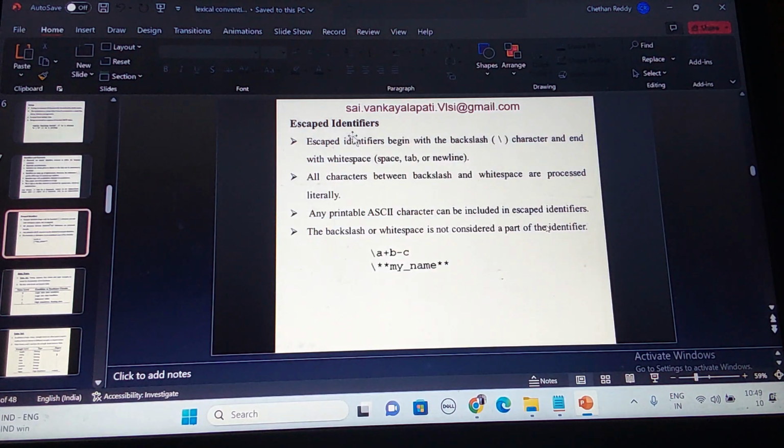The escape identifiers are denoted by the backslash character. An escape identifier begins with the backslash character and ends with a space, tab space, or new line. Backslash t is one tab space. Backslash n is a new line. Backslash r is a carriage return. There are a few more escape characters. This escape character or escape identifier always begins with one backslash.